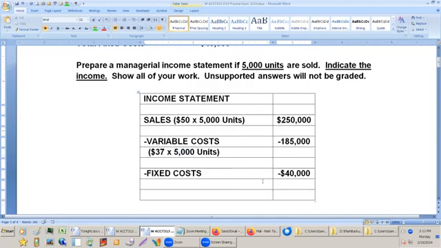And this will give us our income. And make sure you label it income. All right. What is that? $25,000. It's 25,000.